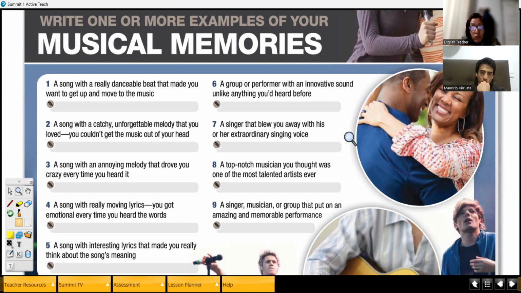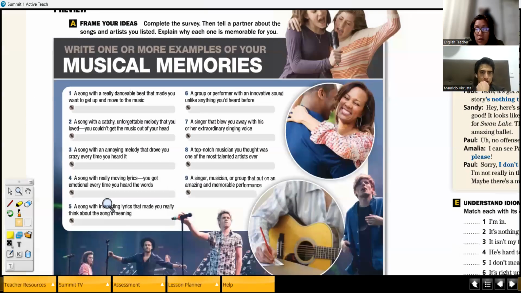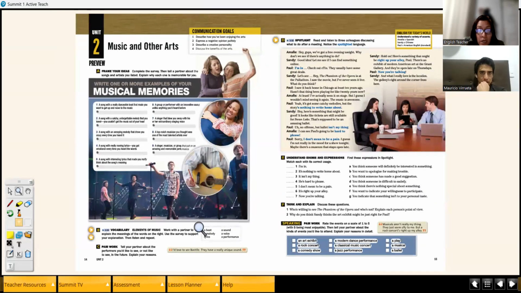A singer, musician, or group that put on an amazing and memorable performance. Could be Michael Jackson. A good example in this case. Yes, I think so. Michael Jackson was one of the biggest ones.